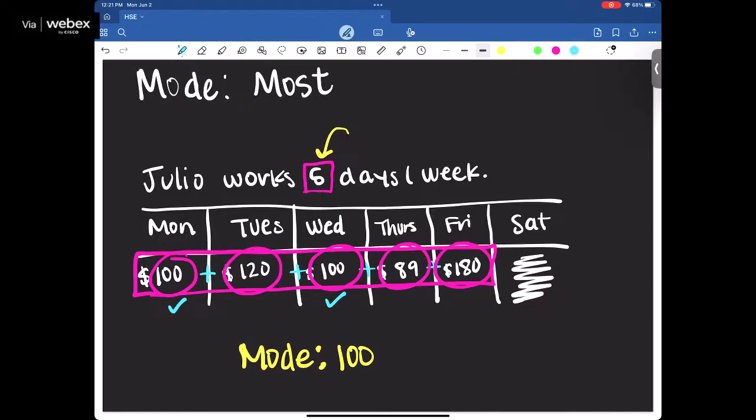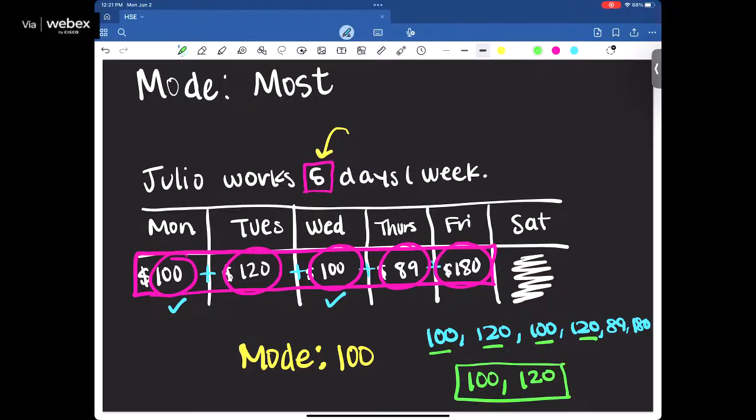Now, what if we would have had 100, 120, 100, 120, 89, 180? We would have had two modes, 100 and 120 would have been both the modes. So it is possible to have multiple modes as long as they are listed the same amount of times.